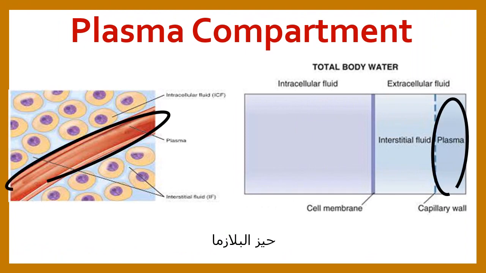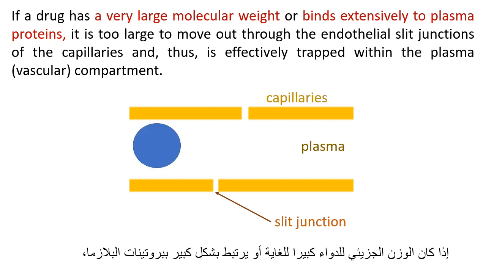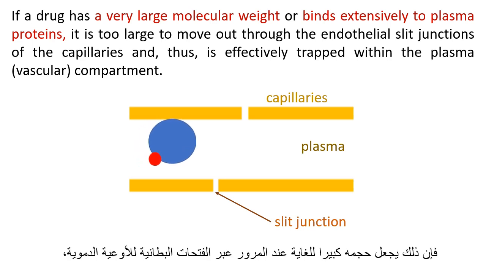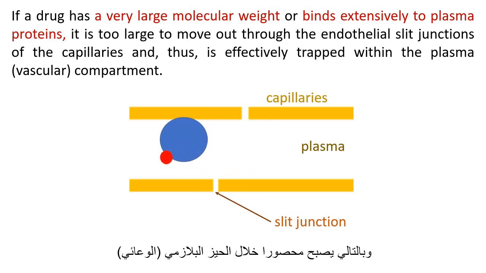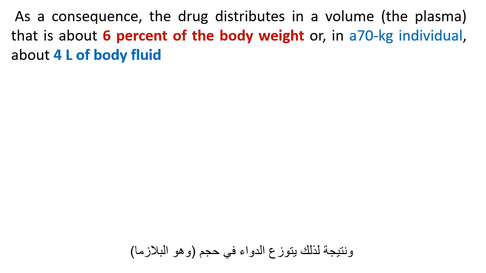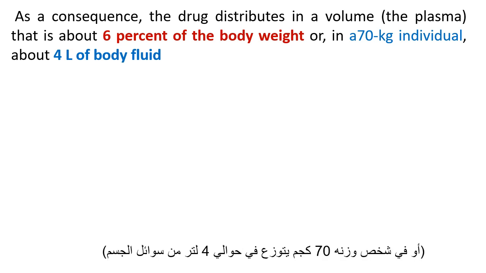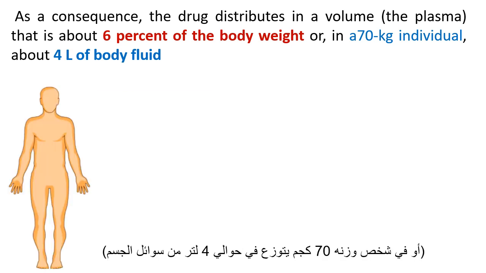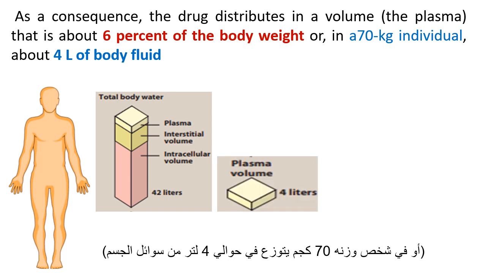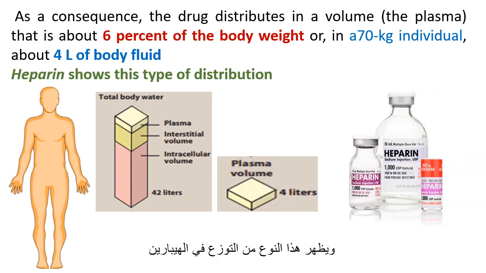Plasma compartment. If a drug has a very large molecular weight or binds extensively to plasma proteins, it is too large to move out through the endothelial slit junctions of the capillaries, and thus is effectively trapped within the plasma vascular compartment. As a consequence, the drug distributes in a volume, the plasma, that is about 6% of the body weight, or in a 70 kilogram individual, about 4 liters of body fluid. Heparin shows this type of distribution.